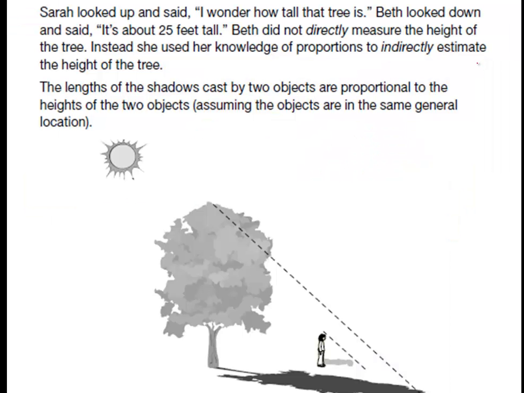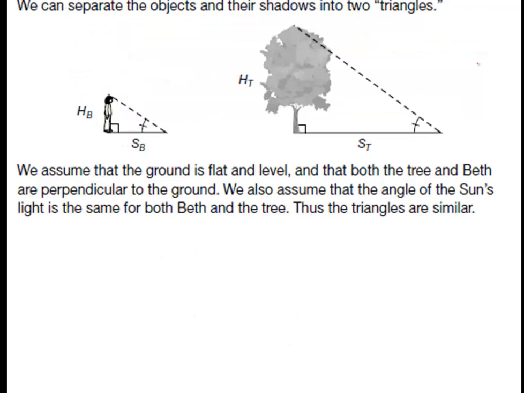All right, so now let's figure out using pictures and do some indirect measures. So Sarah's looking up. She says, "Hey, I wonder how tall that tree is." And Beth looks down and says, "It's about 25 feet." So Beth, she didn't pull out a tape measure. Instead, she used indirect estimates to determine the height of the tree. And let's figure out how she did that.